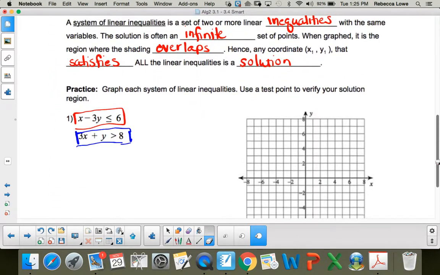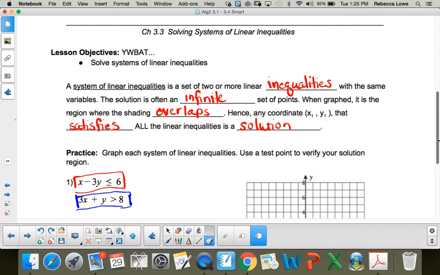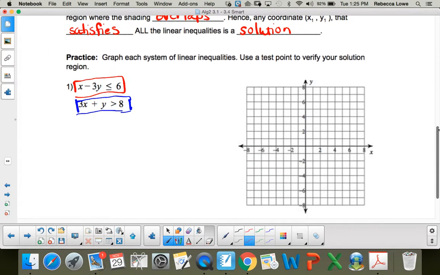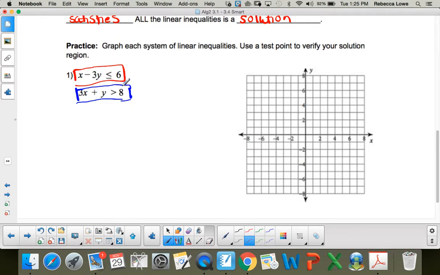So today you are going to be able to solve systems of linear inequalities. First of all, a system of linear inequalities is a set of 2 or more inequalities with the same variables. The solution is often an infinite set of points. When graphed, it is the region where the shading overlaps. It's any point that satisfies all the linear inequalities, and that's the solution. So we're going to graph each one of these linear inequalities, and we're going to see where their shading overlaps.